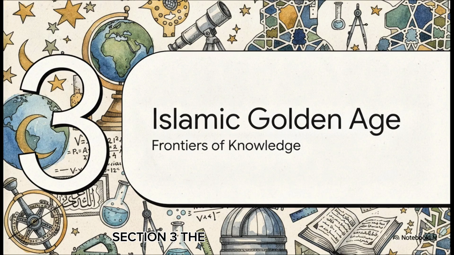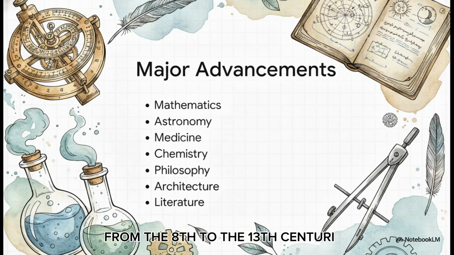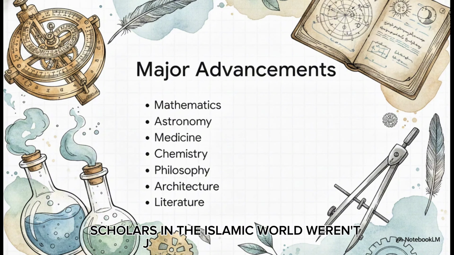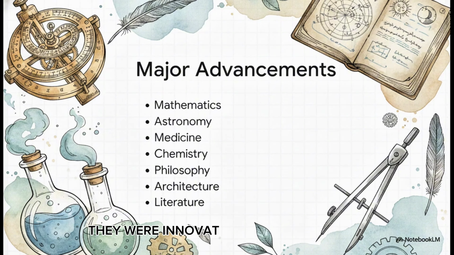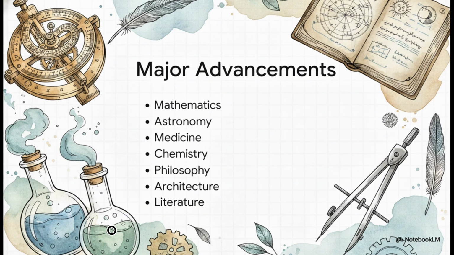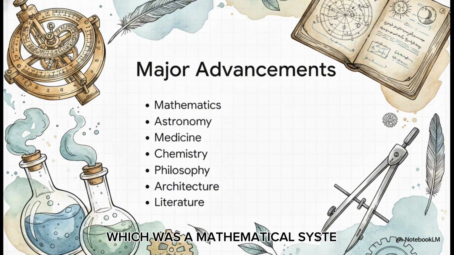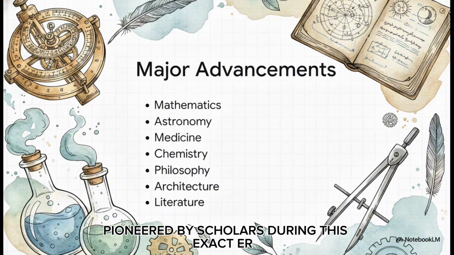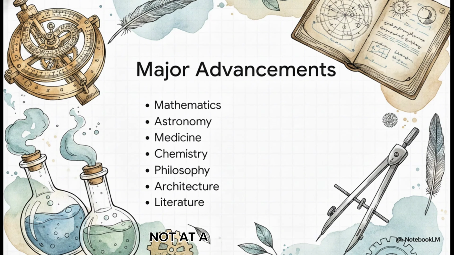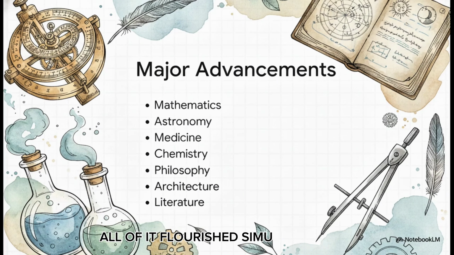Section 3. The Islamic Golden Age. Now, what's really interesting about this is that from the 8th to the 13th centuries, scholars in the Islamic world weren't just passively studying, they were innovating across a massive spectrum of disciplines. To give you just one quick example, our modern word algebra comes directly from al-Jabr, which was a mathematical system pioneered by scholars during this exact era. But they didn't just stop at math. Not at all. Astronomy, medicine, chemistry, philosophy, literature, and brilliant architecture, all of it flourished simultaneously.